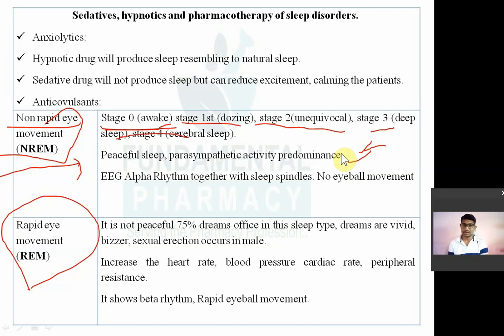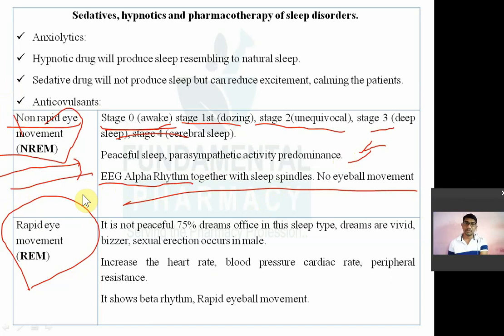In this sleep, the EEG, the electroencephalogram, records the waves in the brain, whatever electrical activity is present in the brain. In NREM sleep, the EEG will show alpha rhythm together with sleep spindles and no eyeball movement. That's why it is known as non-rapid eye movement sleep. NREM is a peaceful sleep.